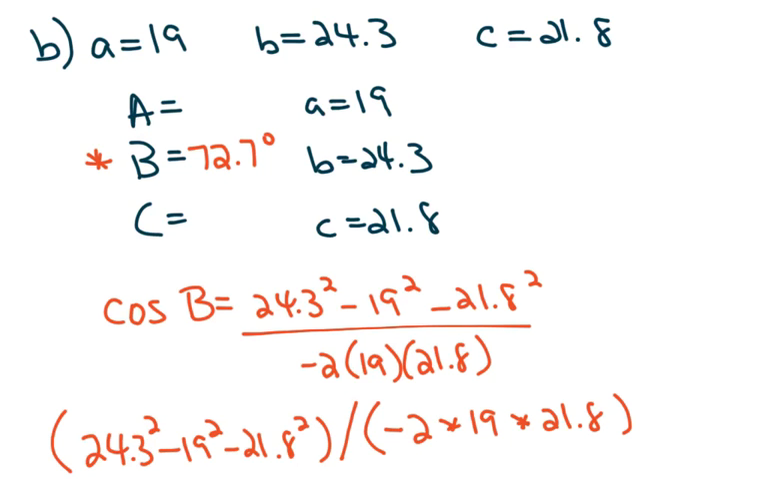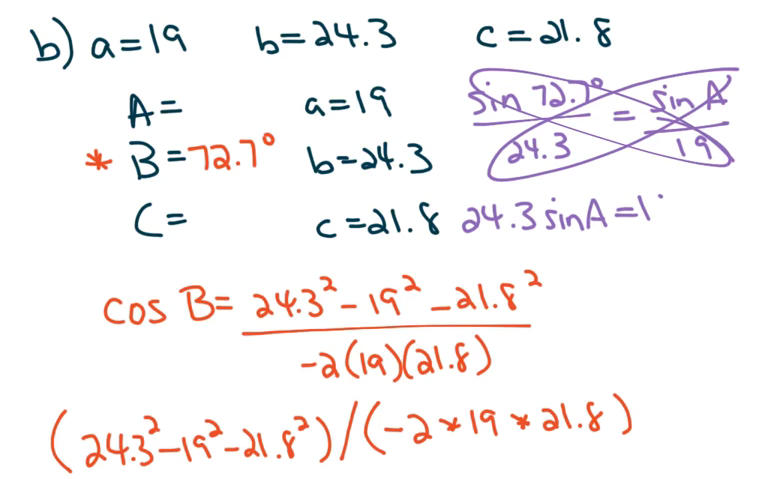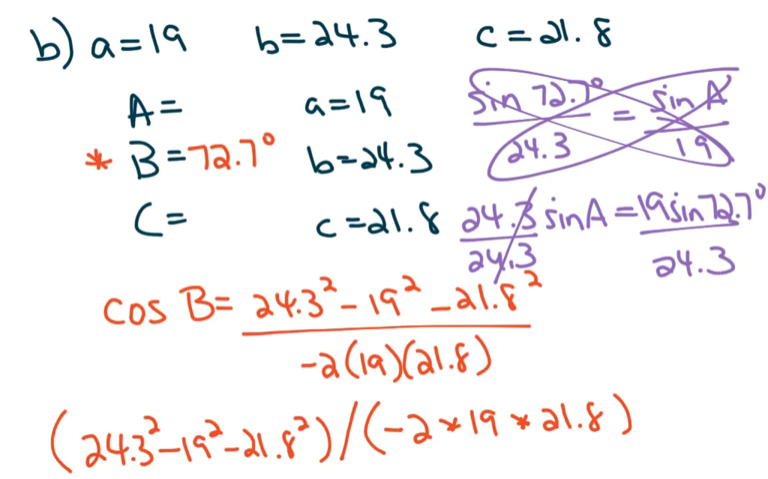I'm going to go use the law of sines just because. So now that I know a side and its corresponding angle, I'm going to do the sine of 72.7 over 24.3 is equal to the sine of A over 19. So we're going to cross multiply, and I get 24.3 sine of A is equal to 19 sine of 72.7. I'm going to divide by 24.3. And then I'm going to inverse sine that.